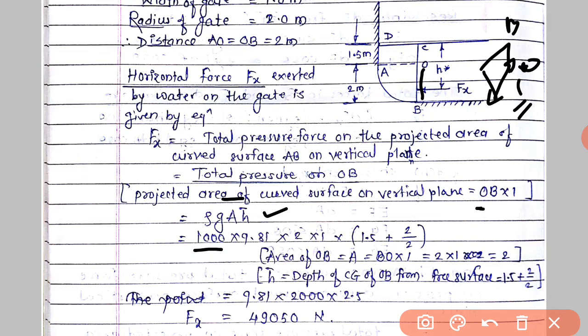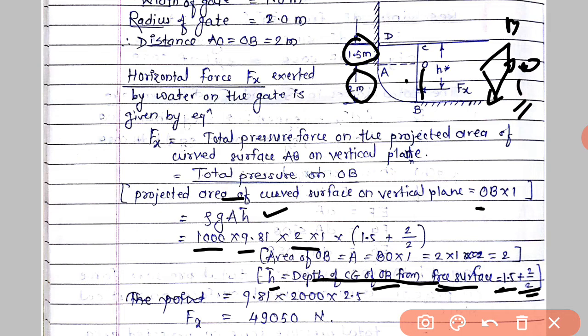So put the value of rho, the value of g, and the area 2 into 1. And what is h bar? Here h bar is the depth of the center of gravity from the free surface. So from the free surface, 1.5 as it is, plus 2 divided by 2, half of this portion, will be used for calculating h bar. So the depth of the center of gravity from the free surface is 1.5 plus 2 divided by 2.